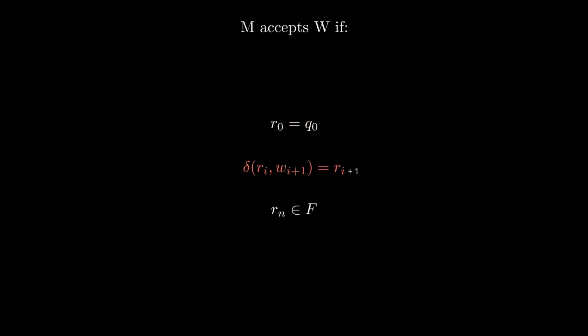Condition 2 means that for each piece of the input, we move from our current state to the next state in a way that is defined by the machine's transition function. Condition 3 means that after we have consumed the input string, the machine's current state is a member of the accept state set. If an input satisfies these conditions, we say that M accepts the input string.